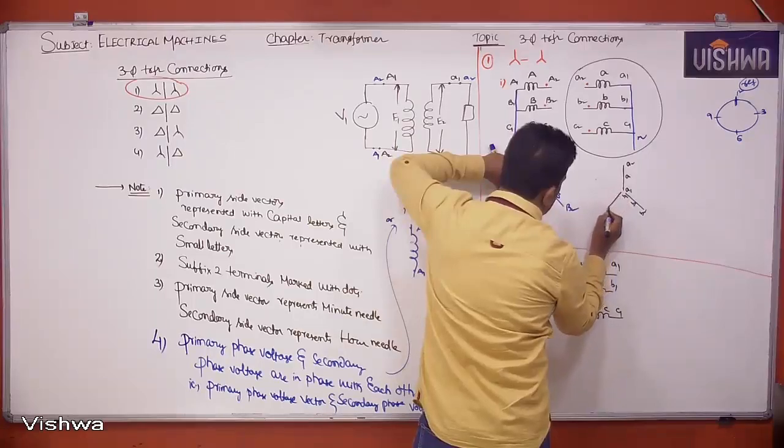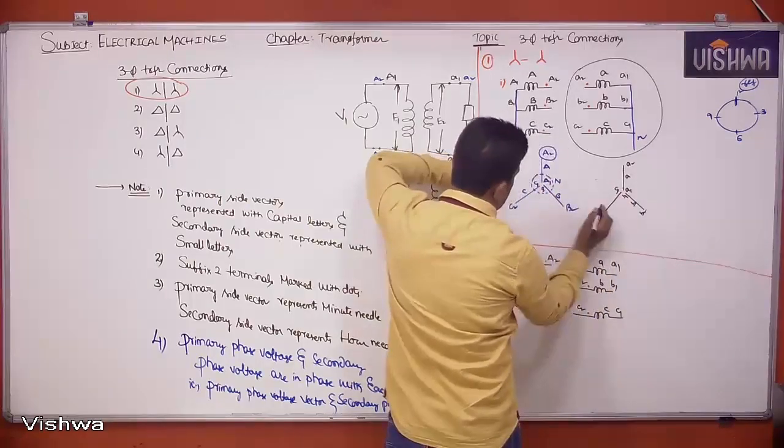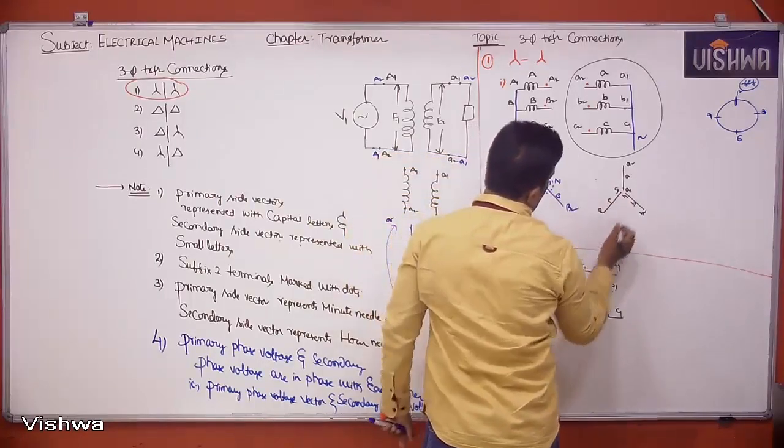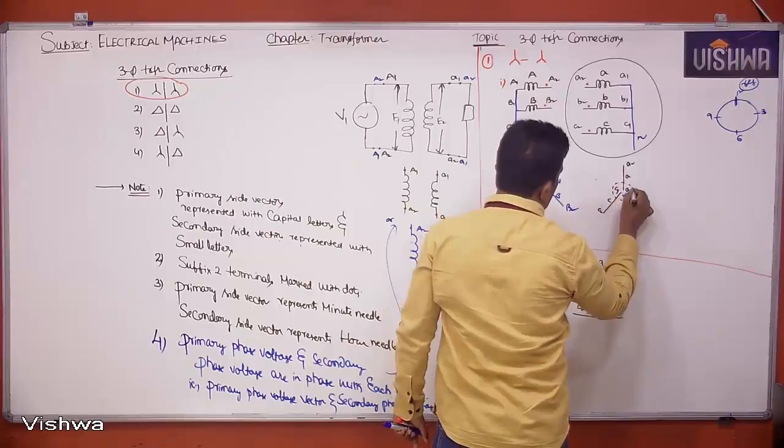Yes, I just drew like this. This is c1 and this is c2. This is small c. And a1, b1, c1 are shorted with the neutral.